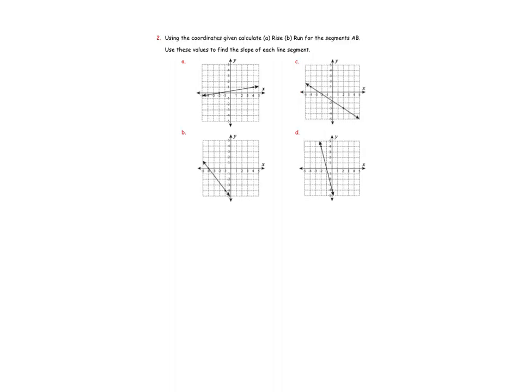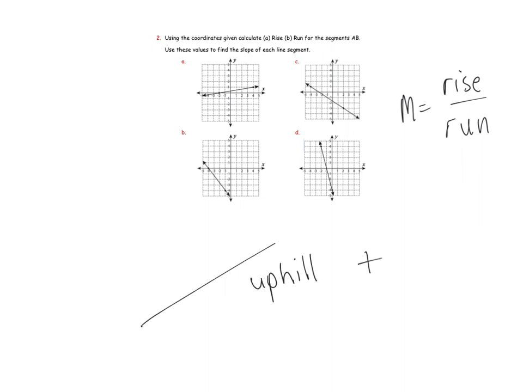Question 2 again is very similar. The only thing here is they ask you to do it in steps. So the first thing they do is, using the coordinates given, calculate A, the rise, and B, the run of the line segments AB. And then it says use these values to find the slope of the line segment. We're fully aware that the slope is equal to the rise over the run. Make sure that every single time you ask whether the line is uphill, and if the line is uphill, there's a positive number on the rise, and if the line is downhill, there's a negative number on the rise.